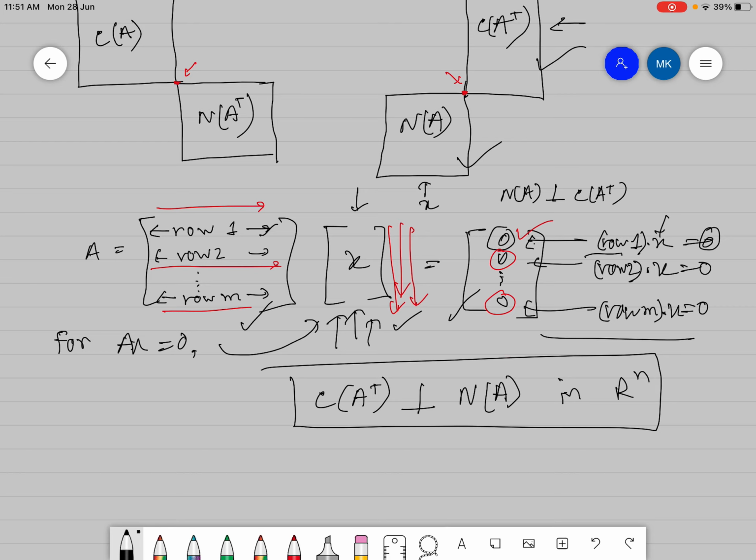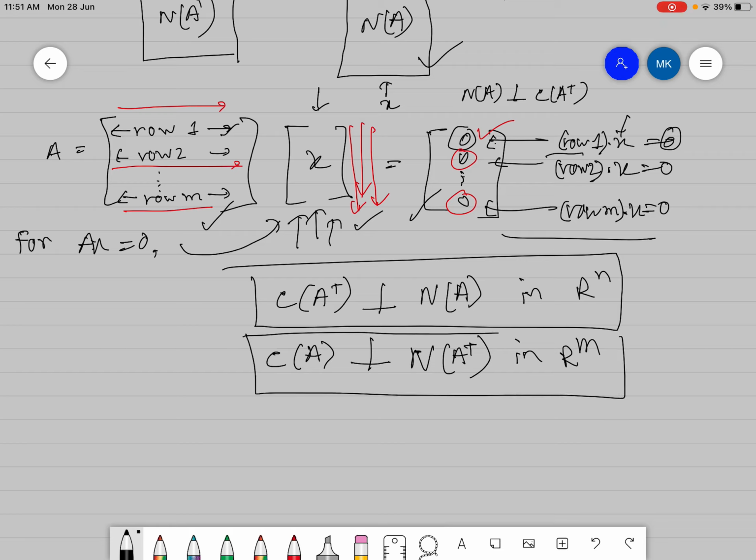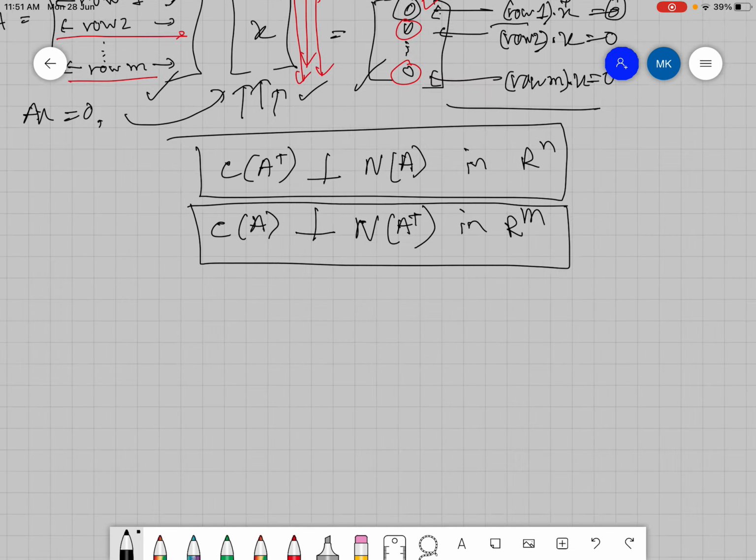Okay, so this is one relation, and similarly we can say that the left null space and the column space are orthogonal to each other. The column space has an orthogonal relationship with the left null space in R^m.